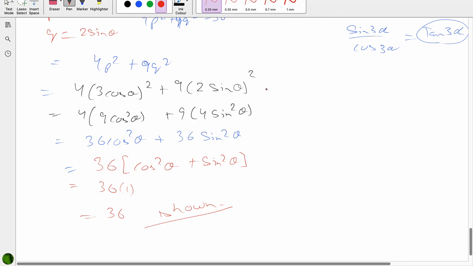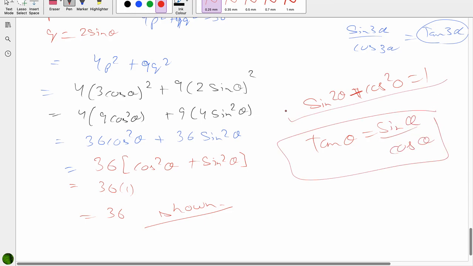Okay. The important take-home notes for today are: memorize the two identities. Sin squared theta plus cos squared theta equals 1, and tan theta is equal to sin theta over cos theta. These two identities will be used interchangeably.